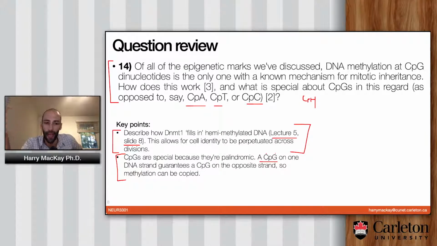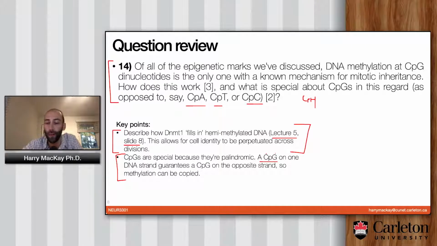So CpGs are the only place where this is guaranteed. If you have a CpA, the complement to it would be a TpG or something. So you're not going to even have a cytosine on the other side of the DNA to methylate. So only CpGs really have this property of being able to perpetuate DNA methylation across mitotic inheritance. So that's what I was looking for there.